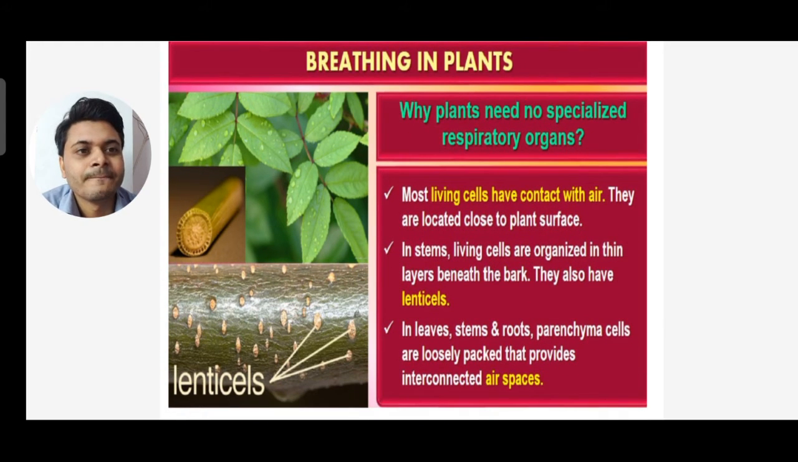You can see most living cells have contact with air. They are located close to the plant surface. In the stem, living cells are organized in thin layers beneath the bark. They also have lenticels, so lenticels are present in the stem. In leaves, stems and roots, parenchyma cells are loosely packed, which provides interconnected air spaces.